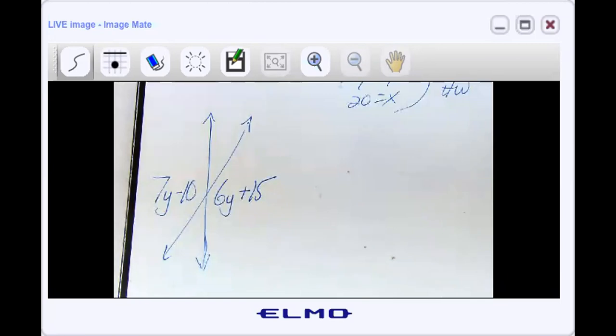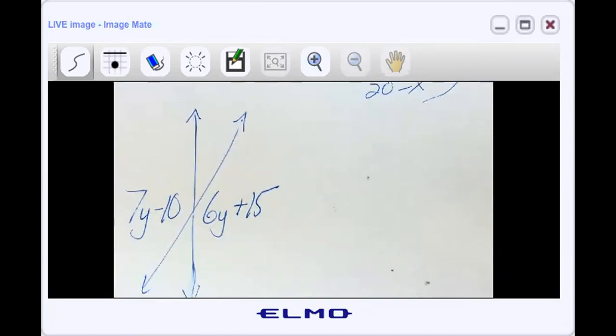Okay, someone share with me your equation. Nobody? I got my popsicle sticks, don't worry. 7y minus 10 plus 6y plus 17 equals 180. Are they supplementary though? No, we don't know that yet. Right, so you can't write an equation that says that they are. What do we know about them?